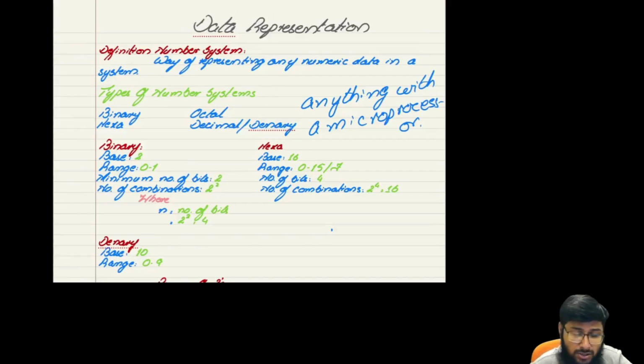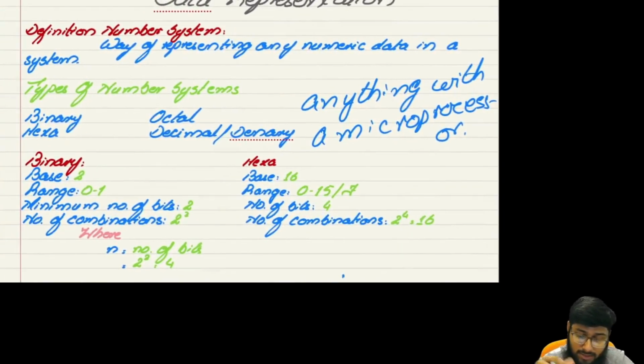Now for this data representation, first of all we will be dealing with the types of number systems. Now why are we dealing with the number systems? Actually we are dealing with the number system because we need to understand how we represent any sort of numeric data in our system. So when it comes to the number system, if you can see on the screen, it's written over here that a way or procedure or a method of representing any sort of numeric data in your system is known as the number system.